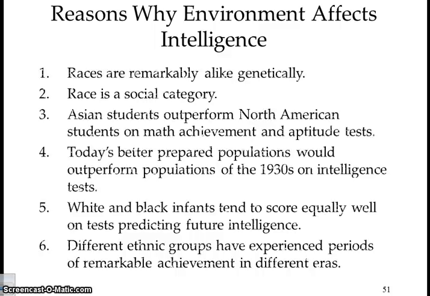So, reasons why environment affects intelligence. Races are remarkably alike. Race is a social category that we came up with. Asian students outperform North American students on math achievement and aptitude tests, and it's typically because of the environment, because of the pressure. Today's better prepared populations would outperform populations in the 1930s. White and black infants tend to score equally well on tests predicting future intelligence. Different ethnic groups have experienced periods of remarkable achievement in different eras.